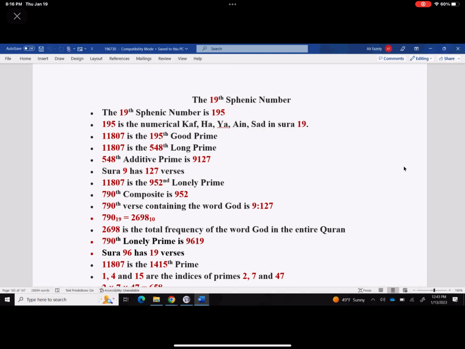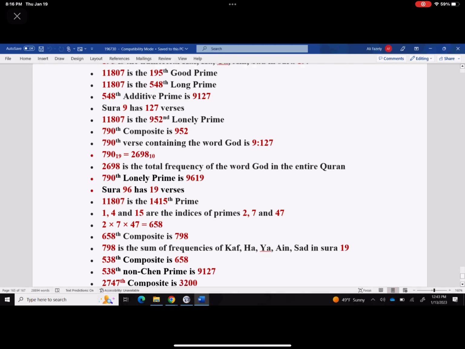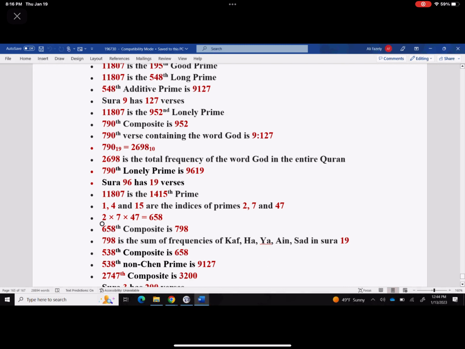But also 790 in base 19 is 2698 in base 10. 2698 is the total frequency of the word God in the entire Quran. The 790th lonely prime is 9619, and Surah 96 has 19 verses. Remember now, 96 is the first surah that was revealed and has 19 verses. We know that.